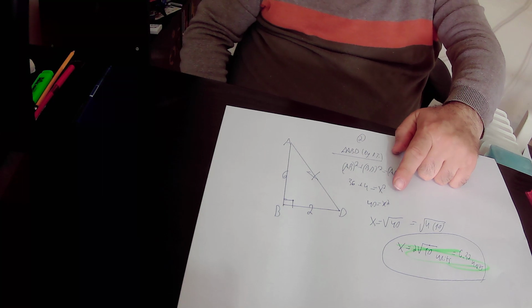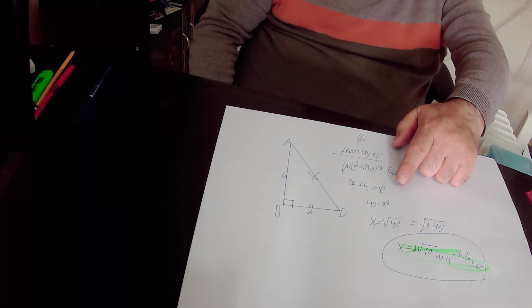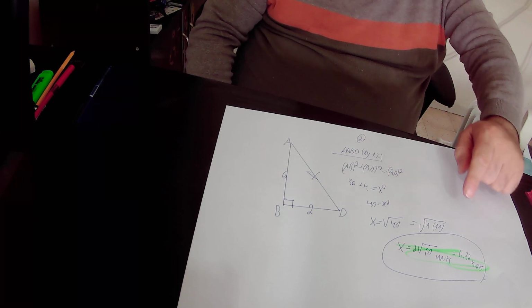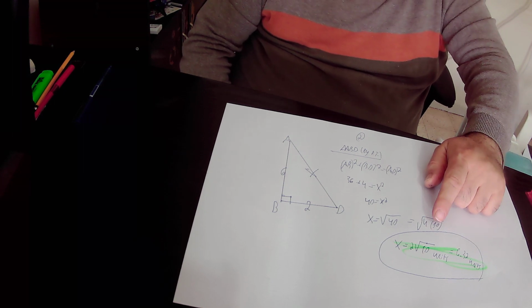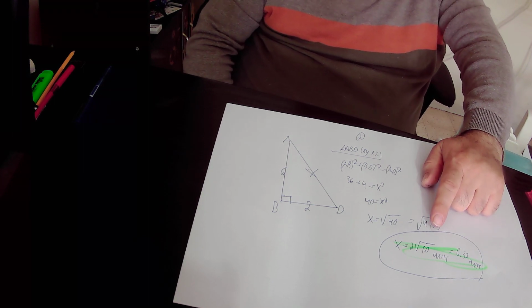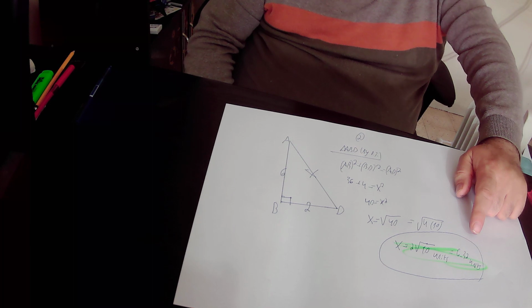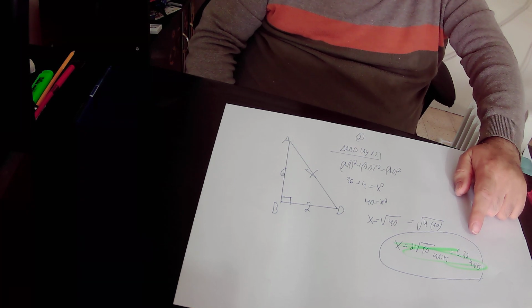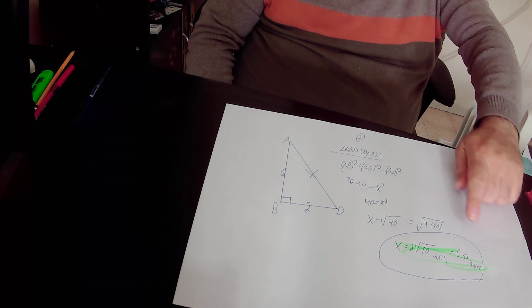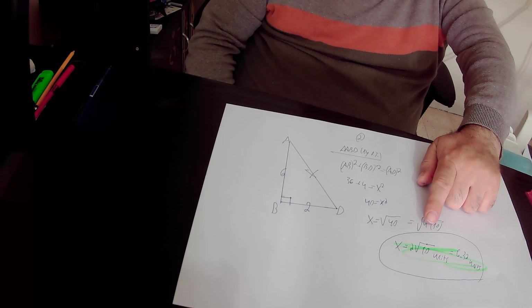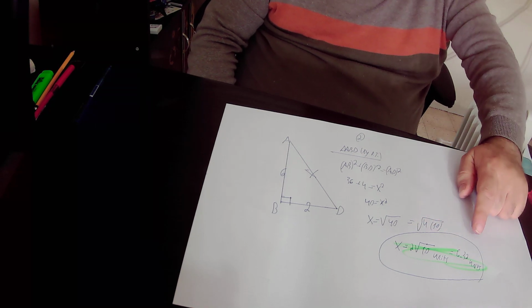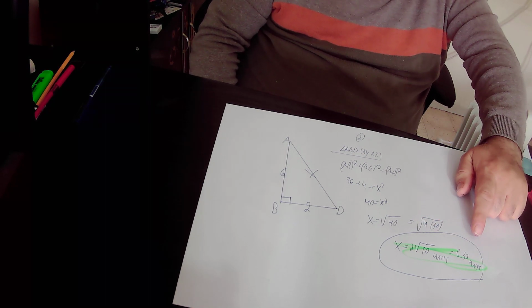We took the square root of this equation, and we got that x equals the square root of 40. The square root of 40 equals 2 times the square root of 10 units, or in terms of numbers, it is equal to 6.32 units. So the answer to the question is that x equals either 2 times the square root of 10 units, or in terms of numbers, 6.32 units.